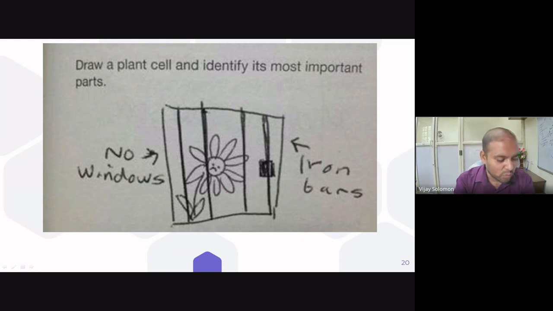Can anyone tell why the teachers are giving 0, where the student has understood the question and then has written this answer? Why are we giving 0? You can unmute and you can tell. Why are we giving 0?